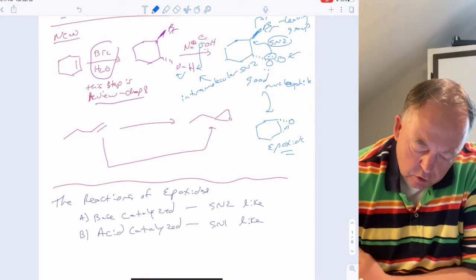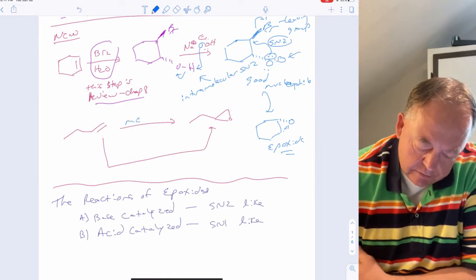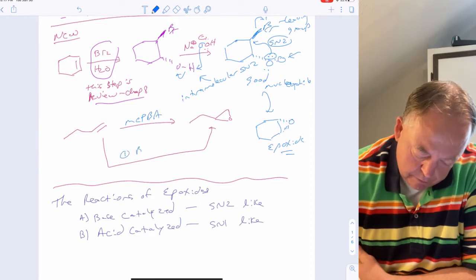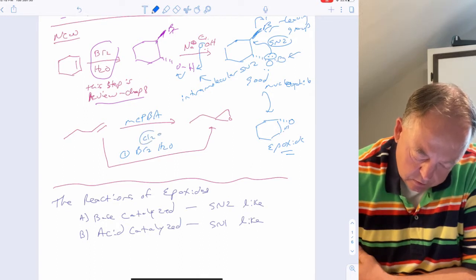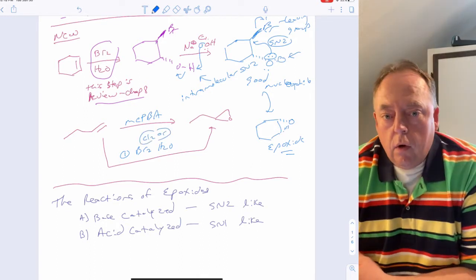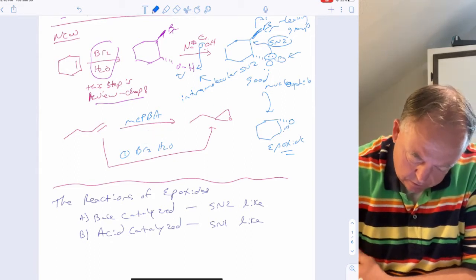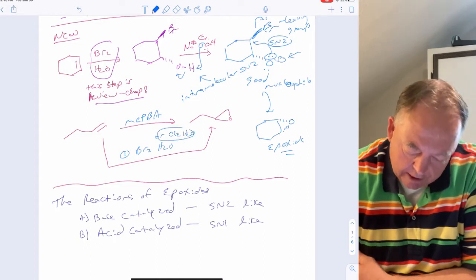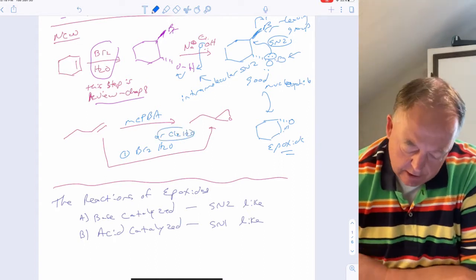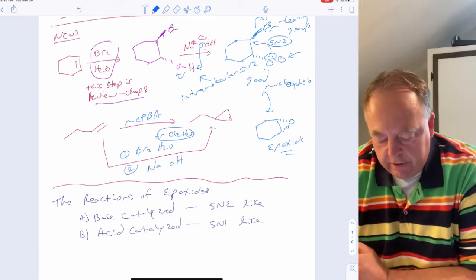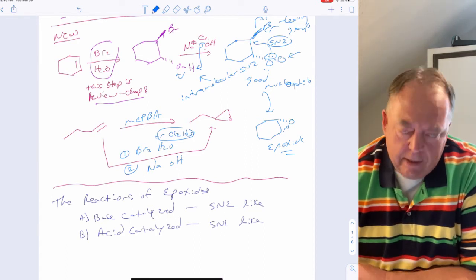To summarize, there are two ways to make epoxides: alkene and MCPBA, or the two-step sequence, Br2 and water, or it could be Cl2 and water. You could add the chlorine and OH anti to each other, and then once you have that, you react it with NaOH or any strong base, and that would make the epoxide.